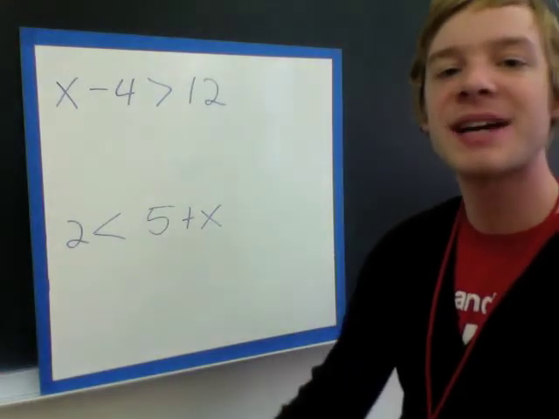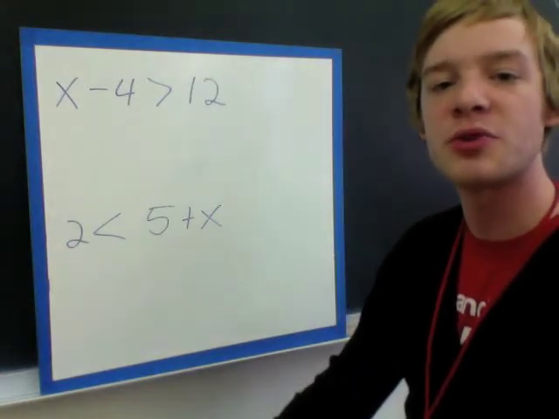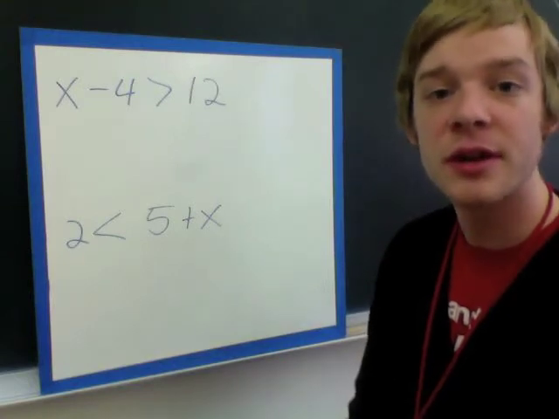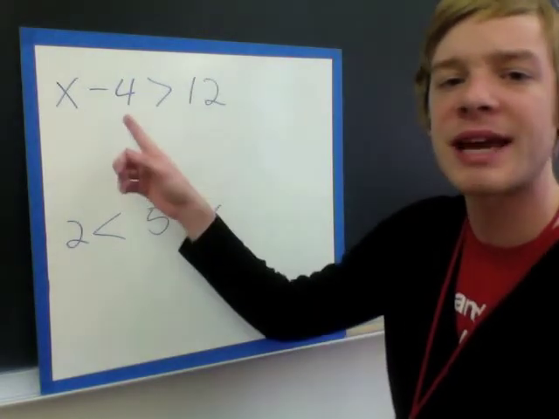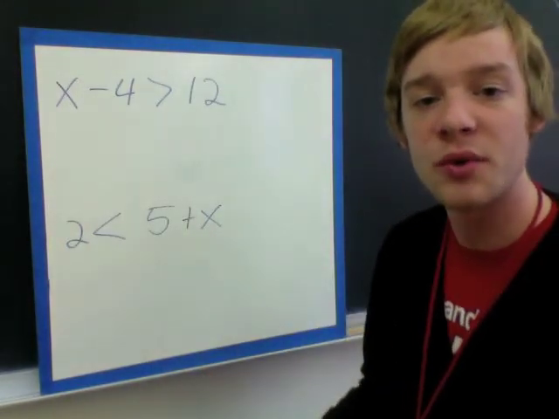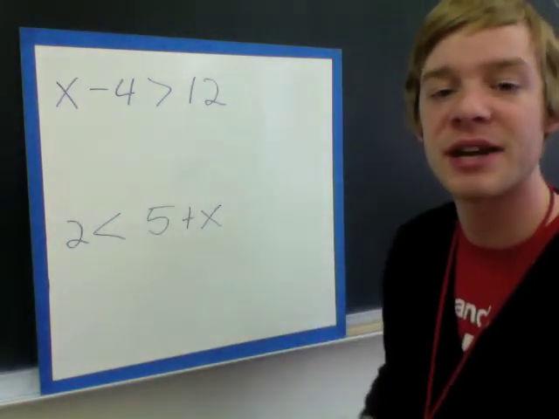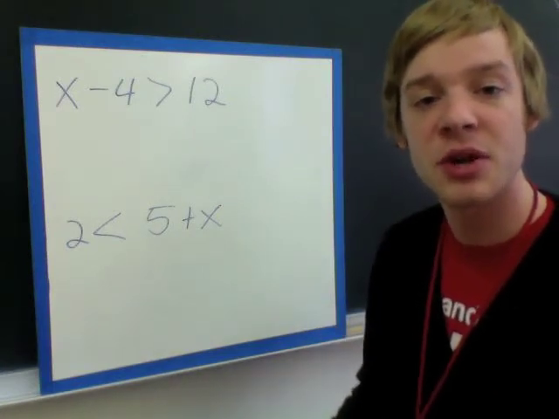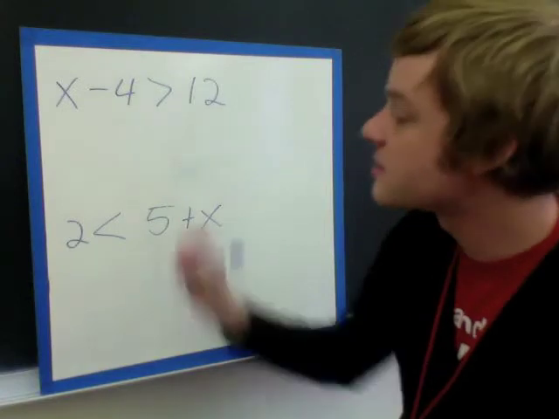So here we've got x minus 4 is greater than 12. If I were solving this as an equation, you might say, okay, I know I need to cancel out this negative 4 here to get x by itself. We're going to do the same thing with the inequality. We're going to cancel out this negative 4. So to do that, remember we need to do our inverse operations. We need to add 4 to both sides.